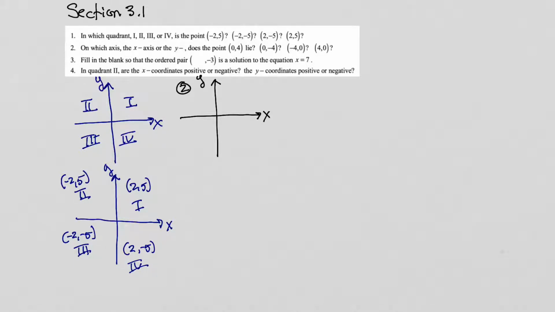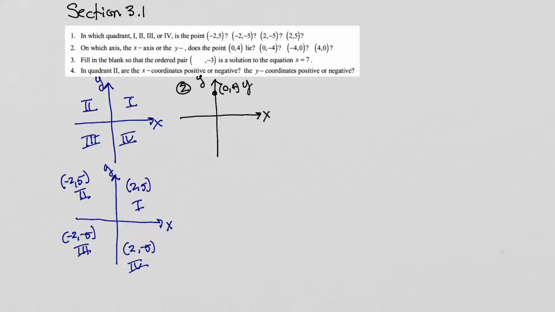In problem number 2, we're asked on which axis, the x-axis or the y-axis, does each one of these points lie? All right, so let's take a look at the first one, 0, 4. Now, 0 is the x, 4 is the y, or horizontal, vertical, right? The ordered pairs go horizontal, vertical. So we start at the origin, we make no horizontal movement, but we do make a vertical movement of up 4.